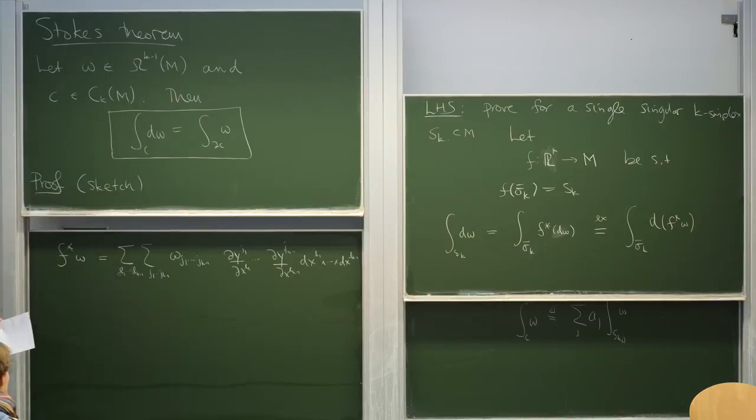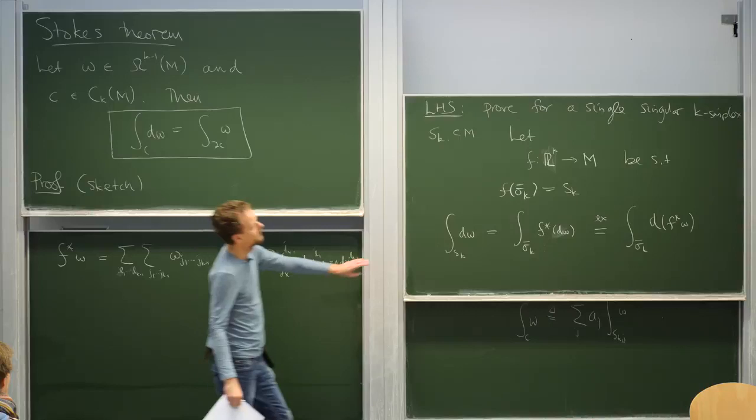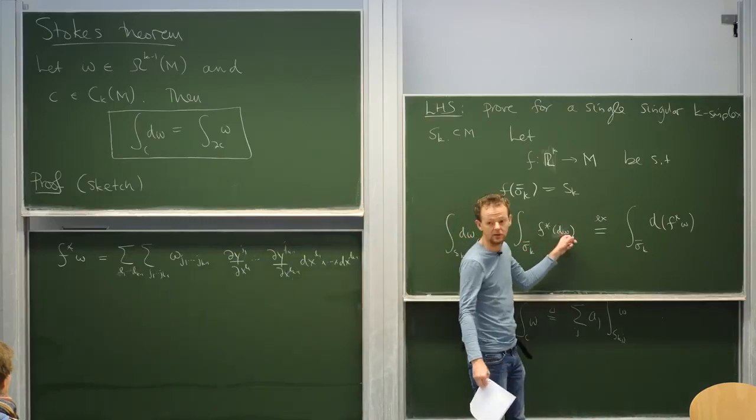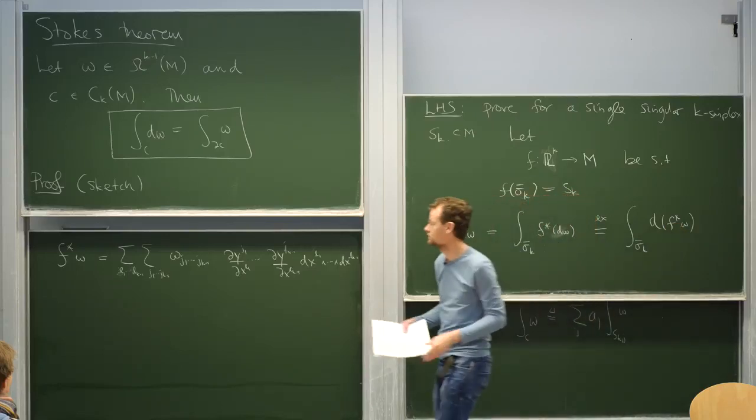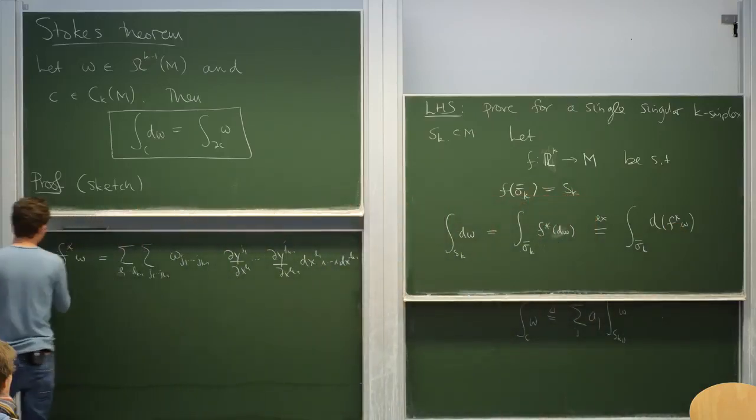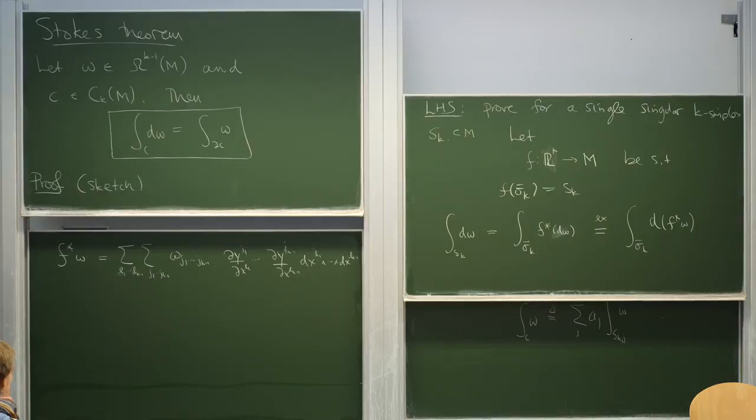So this should be familiar to you from general relativity, this kind of coordinate expression. And then, in order to prove the exercise, we want to show that f star of d omega is equal to d of f star omega. So I'm going to hit this with a d. d of this. We'll see what happens.